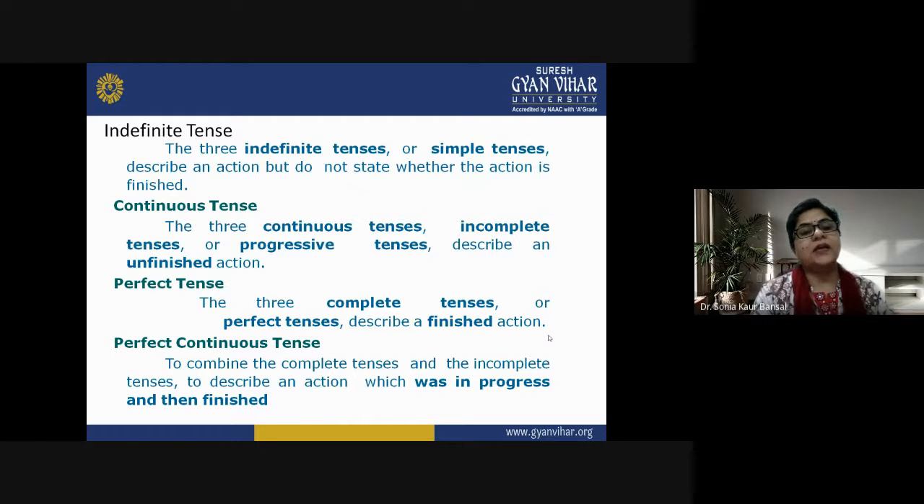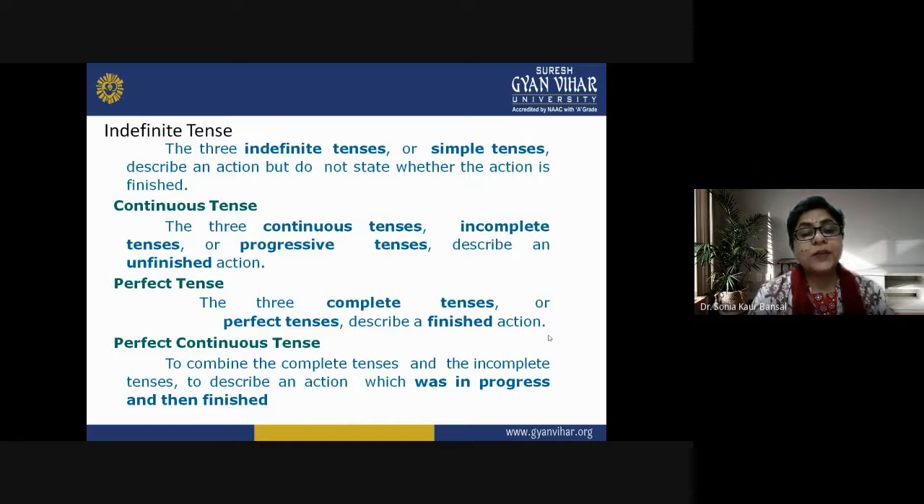Now the second thing that comes, second aspect, is continuous tense. What is continuous? As its name suggests, continuous means something is in running condition. Continuity. So the three continuous tenses, present, past, and future, incomplete tenses or progressive tenses, describe an unfinished action. This is actually telling you the continuity of an action, and the action is still not completed. Clear, students?